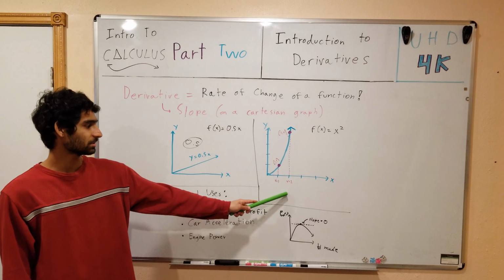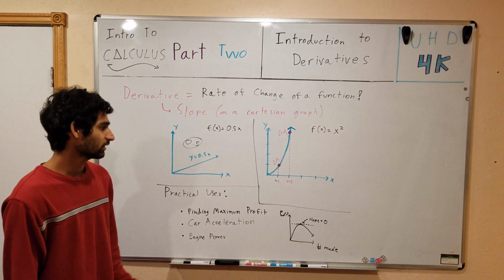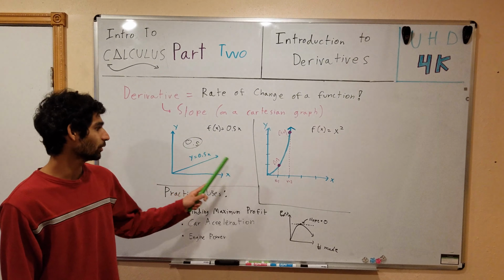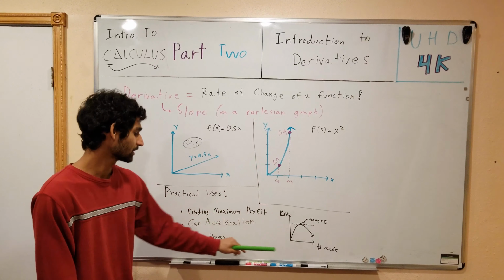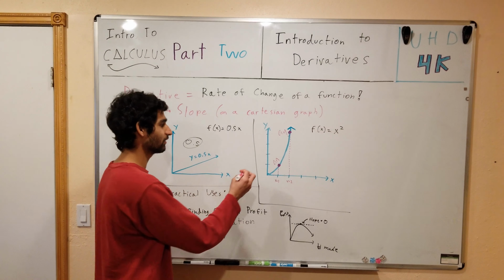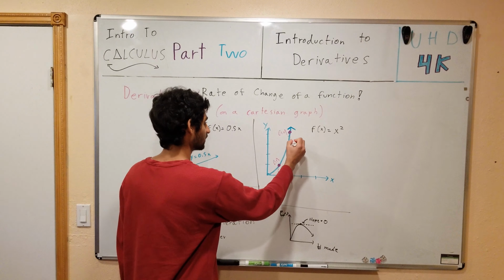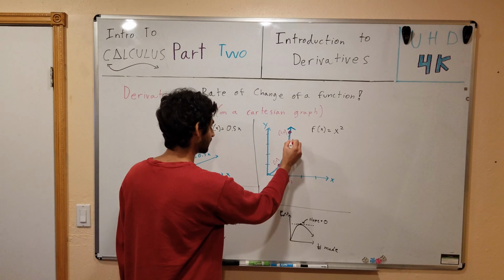Let's look at a more complicated example. This function f of x is equal to x squared. Well, we can clearly see that the slope isn't exactly a constant, right? Because the function is steeper here than it is here. So let's actually measure the slope. We can take the slope of a function using a tangent line. So over here, let's draw a tangent line to this point where x is equal to 1.